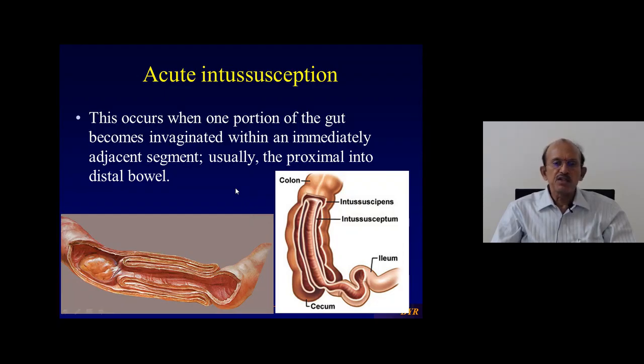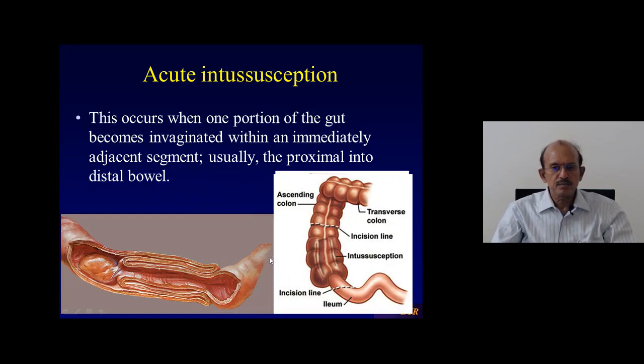It's nothing but telescoping of one part of the bowel into the other part of the bowel. This intussusception occurs when one portion of the gut becomes invaginated within an immediately adjacent segment, usually the proximal into the distal bowel. You can see here the ileum has advanced into the ileum. This is ileo-ileal intussusception. Here you can see the ileum has passed through the ileocecal valve into the colon. So this is an ileocolic intussusception.